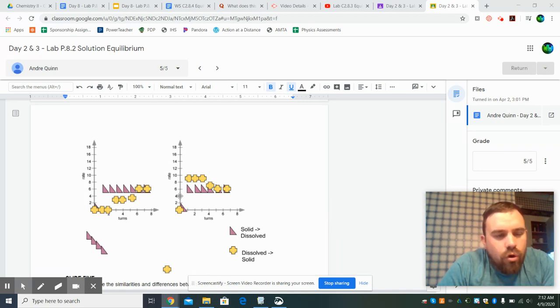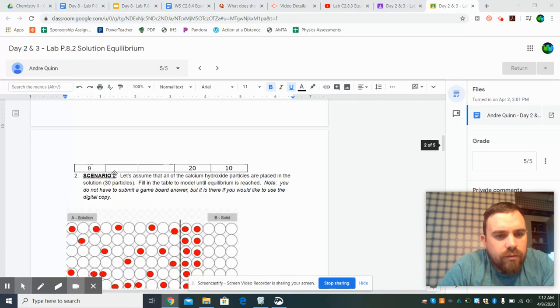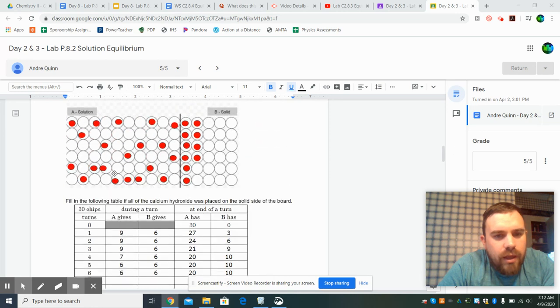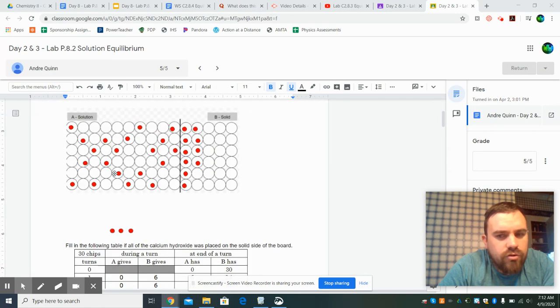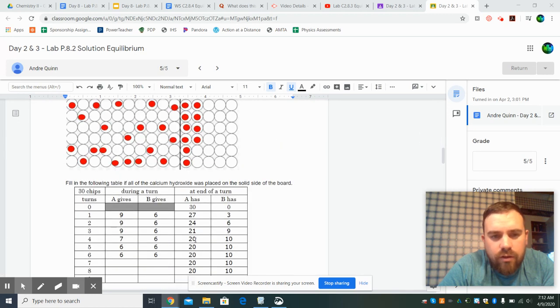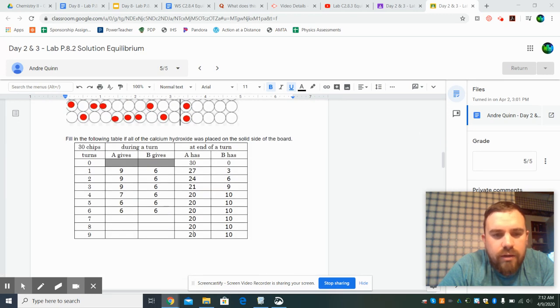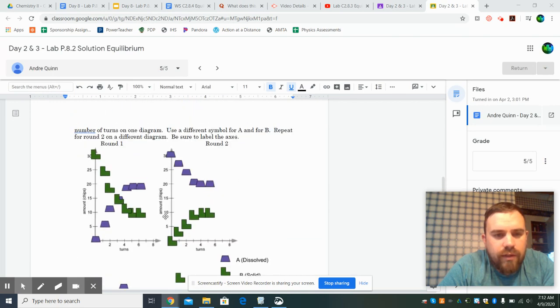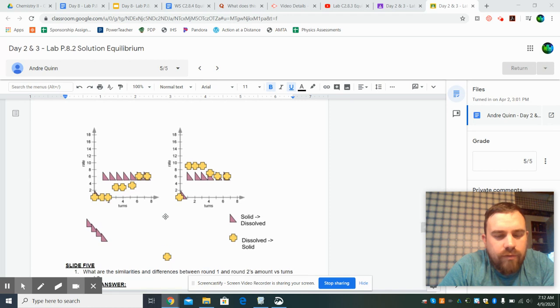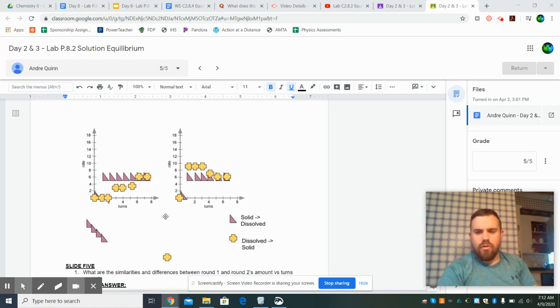I have some work pulled up by one of your peers because he did a really good job on this graph. If you remember doing this in the lab, this was when we were doing that awesome game. No matter what we did, whether all the particles started in the solution or all of them started in the solid calcium hydroxide, it always ended up 20 and 10 at equilibrium. And so you generated graphs that look like this, but then you also got the graph that looked like this. So let me ask you this.